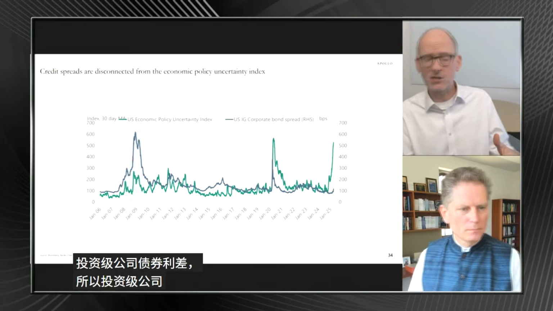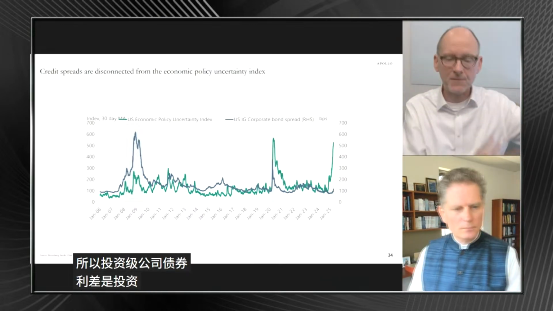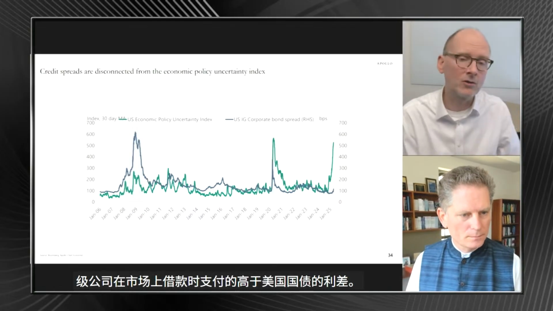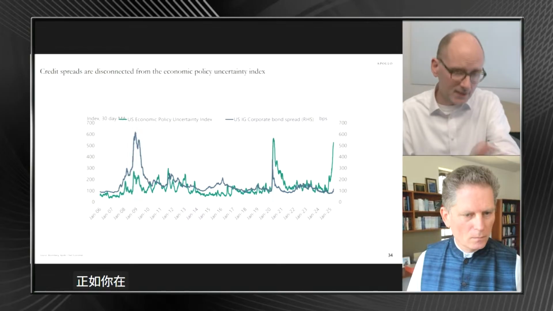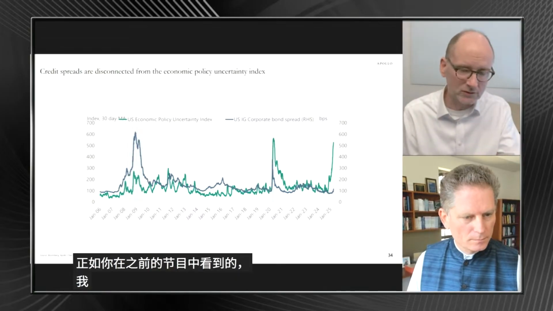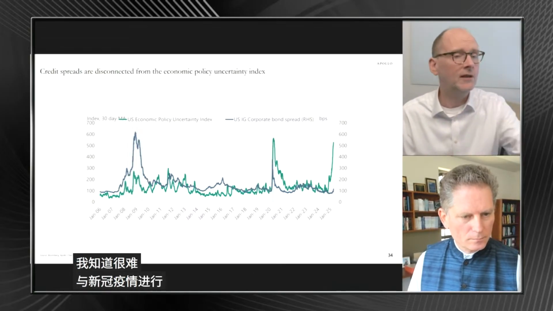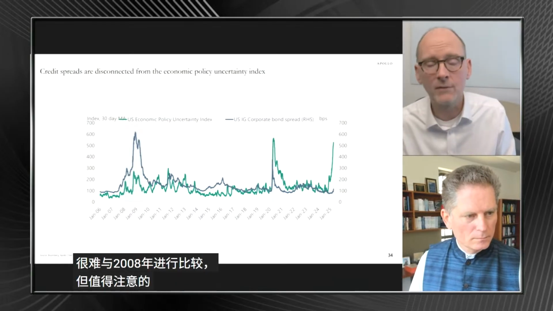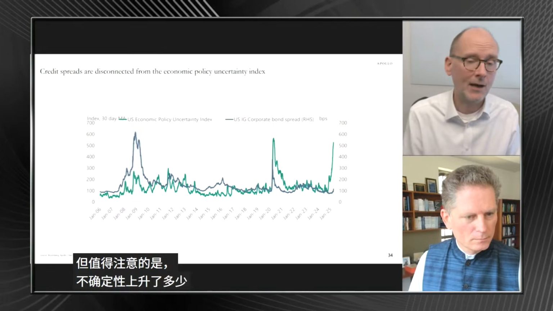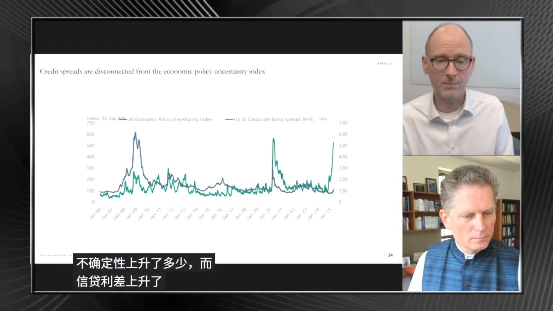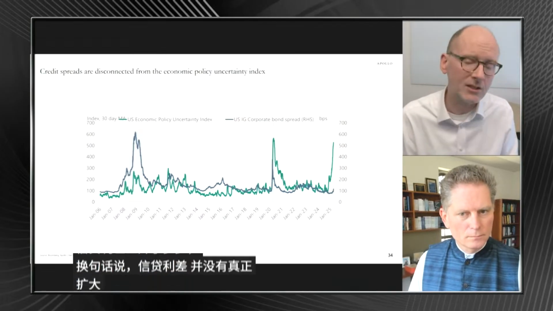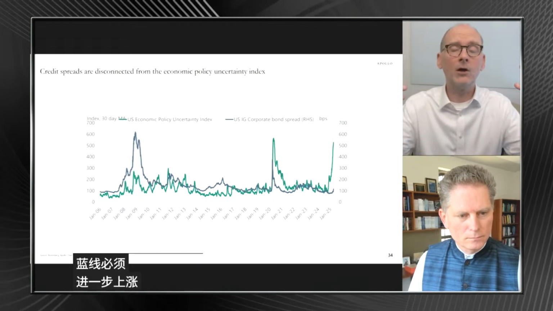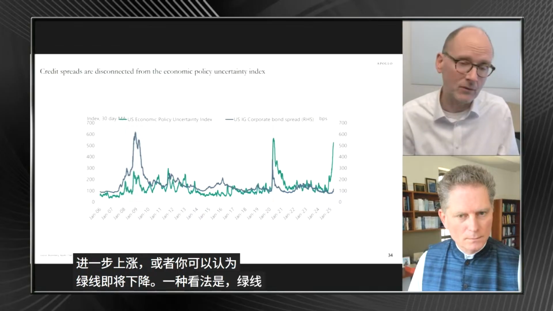So the investment grade corporate bond spread is the spread that investment grade companies pay above US treasuries when they go and borrow in the market. And as you can see in previous episodes, and I know it's difficult to do comparisons with COVID, it's also difficult to do comparisons with 2008, but it is quite noteworthy how much uncertainty has gone up and how little credit spreads have gone up. In other words, credit spreads haven't really widened much. So you could either have the view that the blue line has to go up a lot more, or you could have the view that the green line is about to come down.